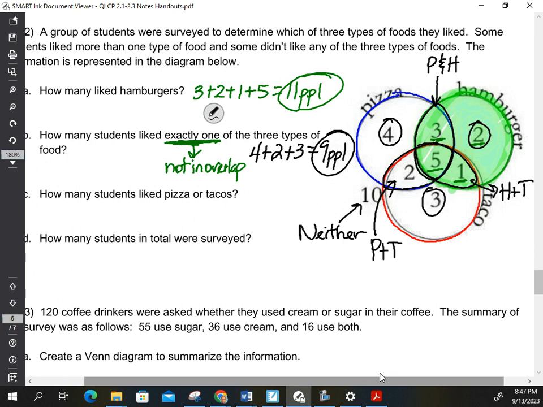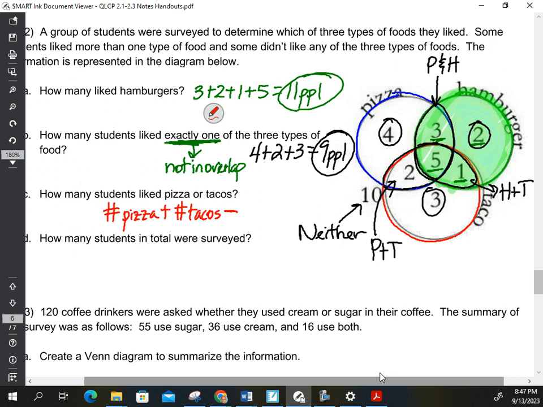So let's mosey on to part C. How many students like pizza or tacos? Pizza or tacos. Not pizza and tacos, pizza or tacos. So that means you want the number of people who liked pizza plus the number of people who liked tacos, but you don't want people who liked both. That's what the or means. That's the key thing with the or. You don't want anyone that likes both.